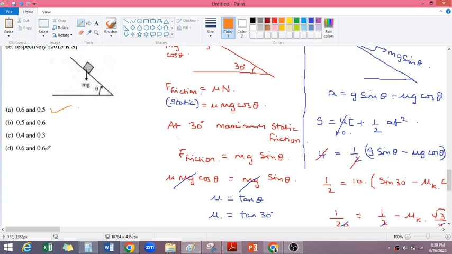This does not agree with it correctly. This is also wrong because this is smaller and this is higher. This is kind of okay, but the values are very far away. And this also does not agree.